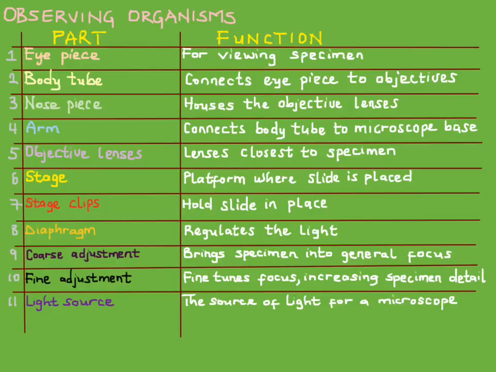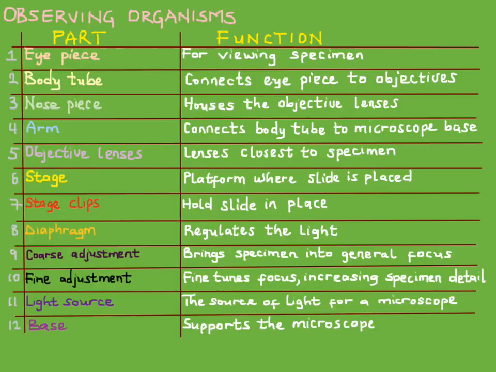The 11th part is the light source, and it is a light source for a microscope. Older microscopes used mirrors to reflect light from an external source up through the bottom of the stage. However, most microscopes now use a low voltage bulb. Finally, we have the base, which supports the microscope, and it is where the light source is located on the microscope.